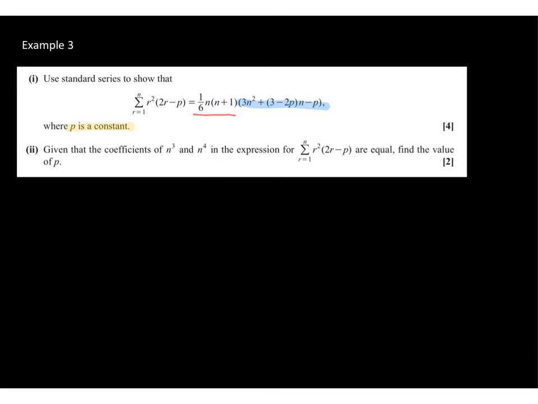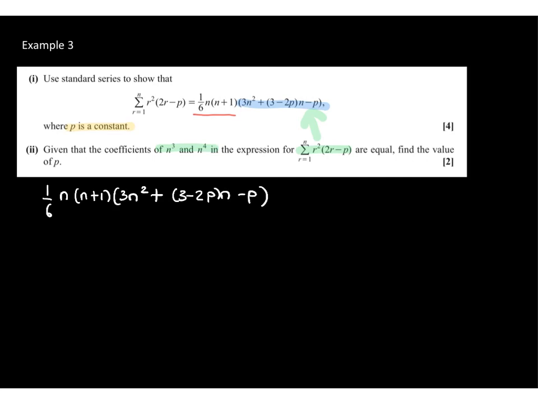Now there's an interesting part 2 here. Given that the coefficients of n cubed and n to the power 4 in the expression here are equal, find the value of p. So we're going to need to expand this and find the coefficients of n cubed and n to the power 4. So we have 1/6 n, n plus 1, 3n squared plus 3 minus 2p n minus p.